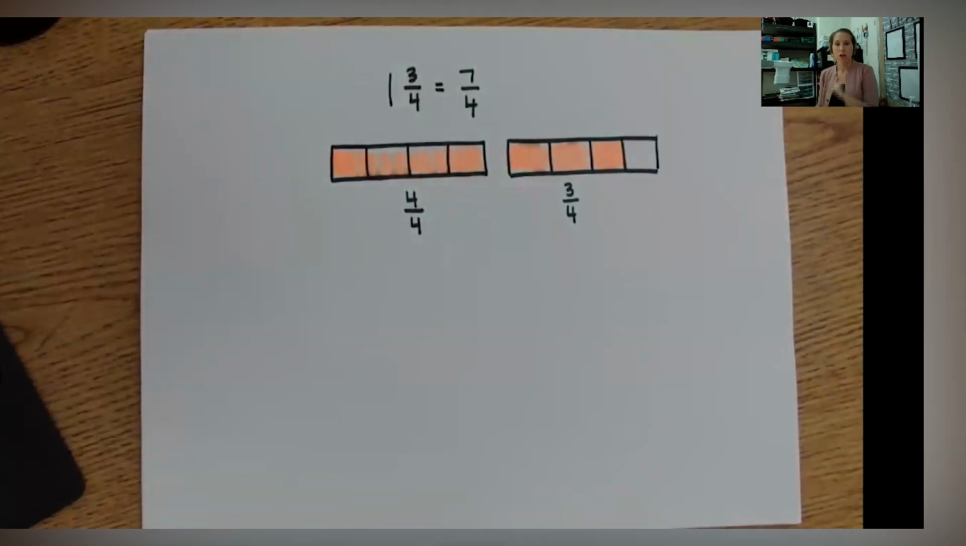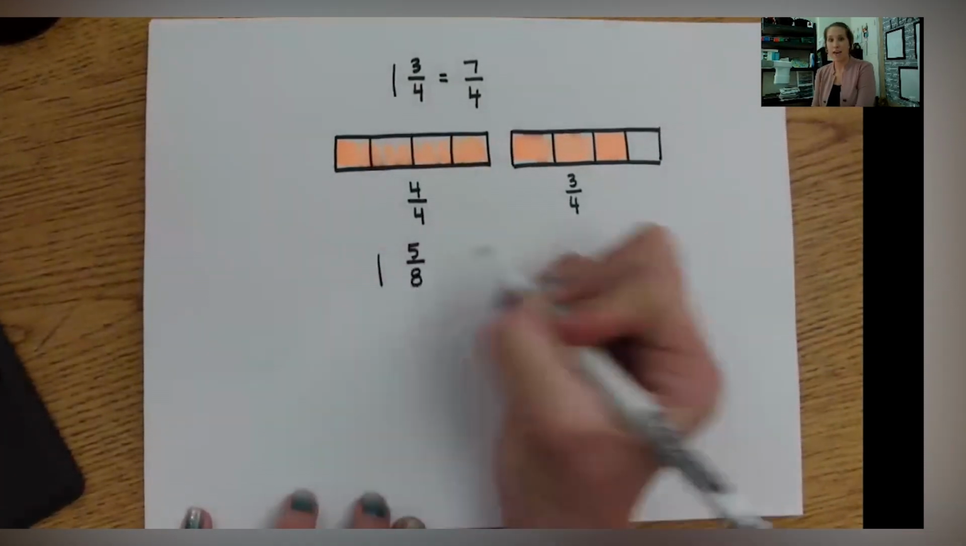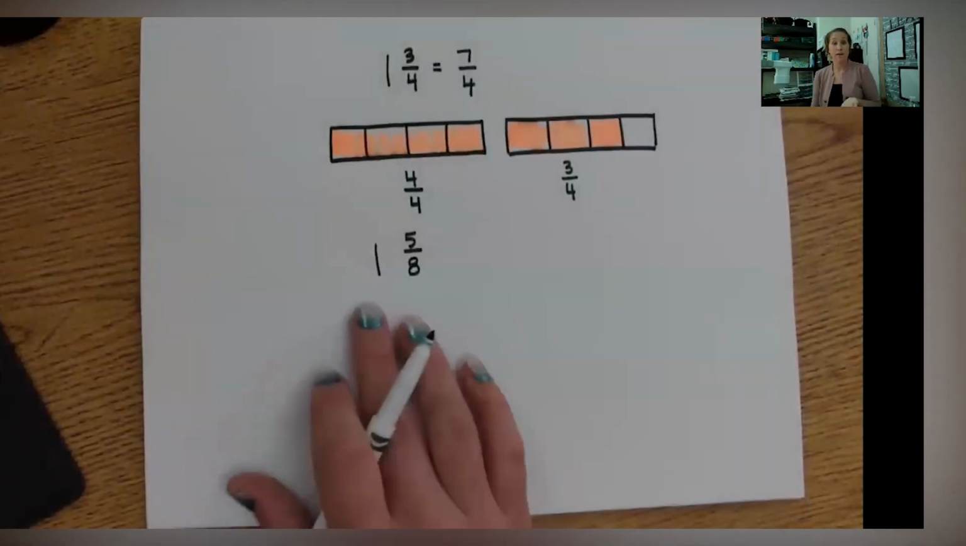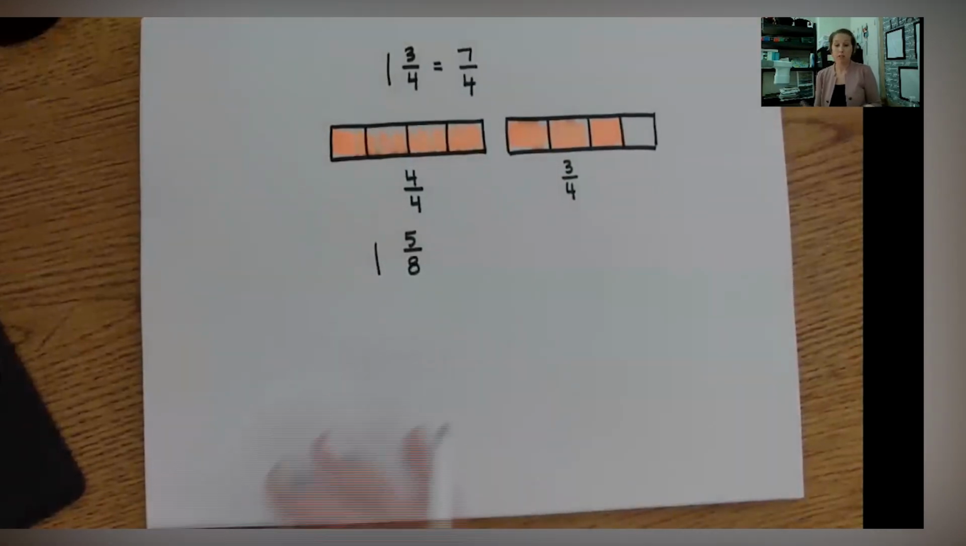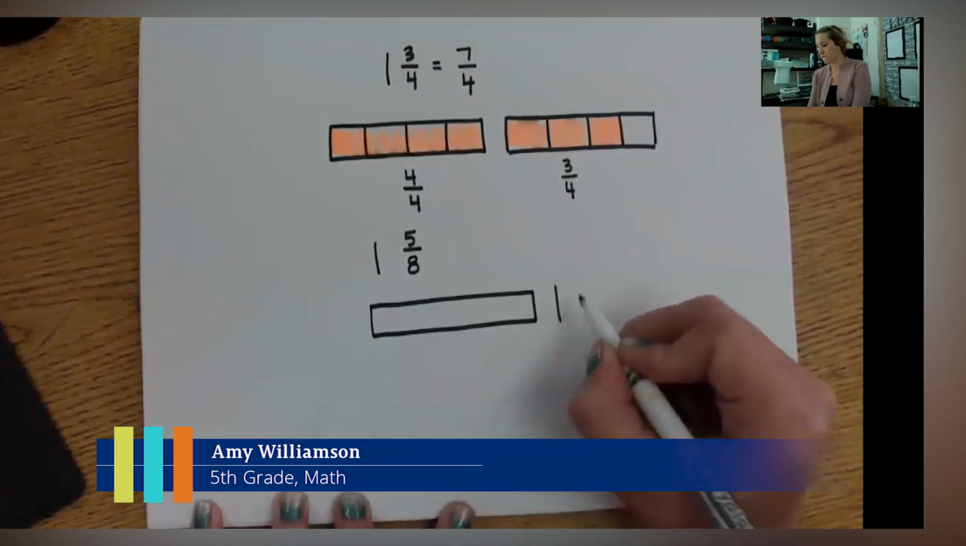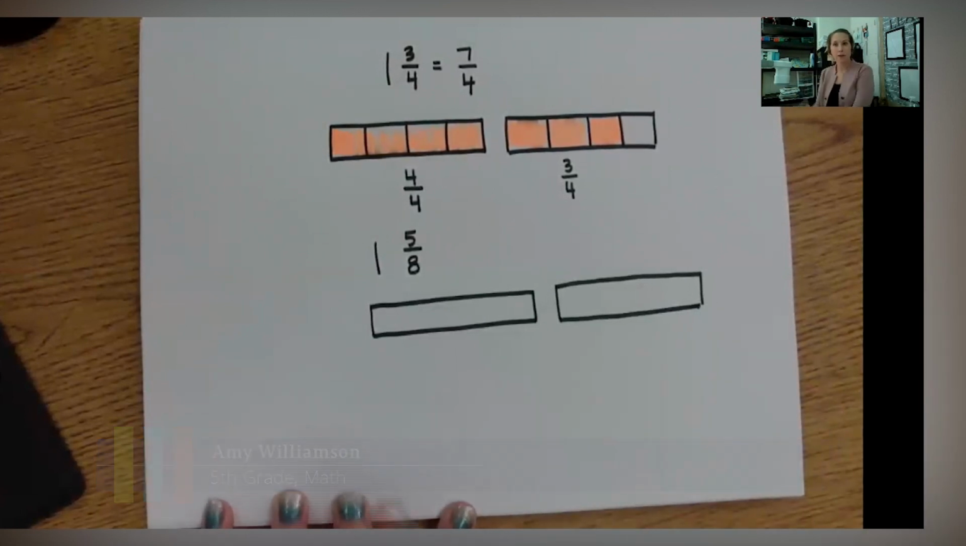Let's try another one. I want you to try to model the mixed number 1 5/8. How many fraction bars will we need? 2. How do you know? That's right, we have a number bigger than 1, but smaller than 2, so we'll need 2 fraction bars. Let's draw those. 1, 2. All right. How will I need to cut up my fraction bars?